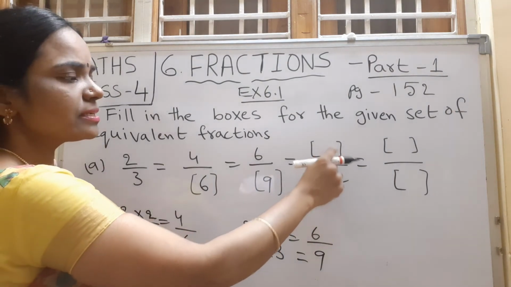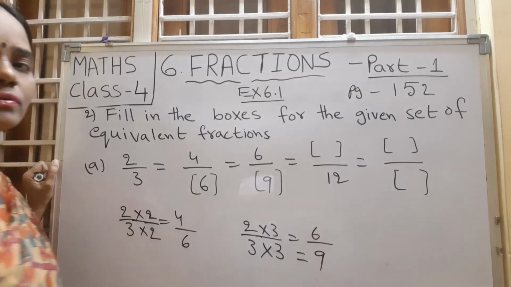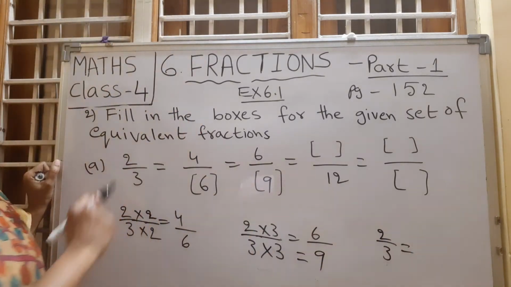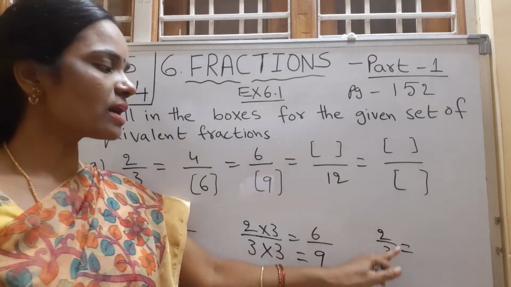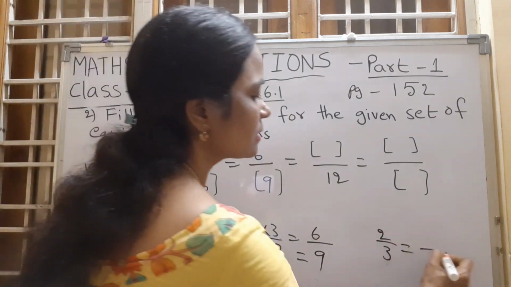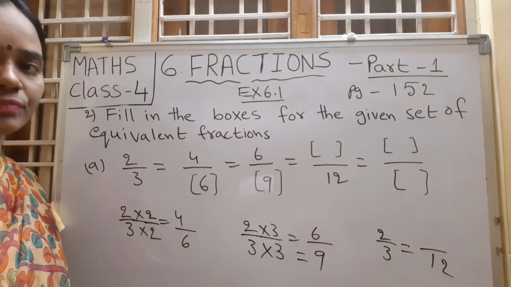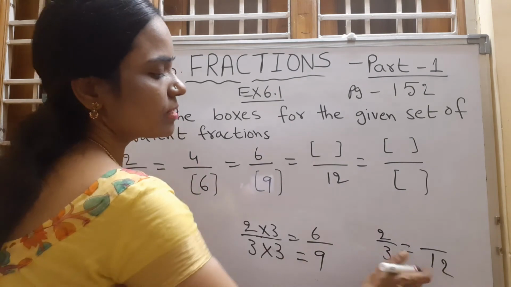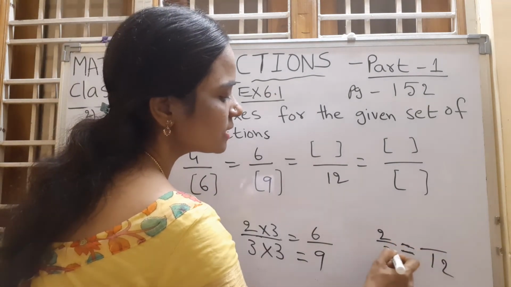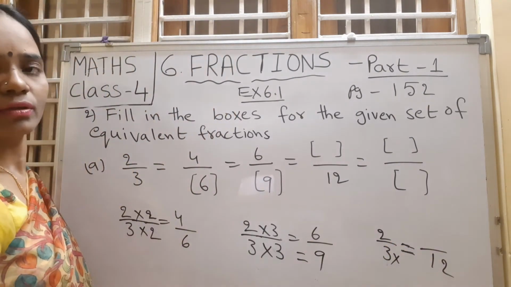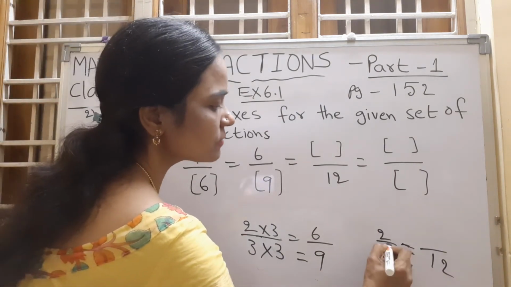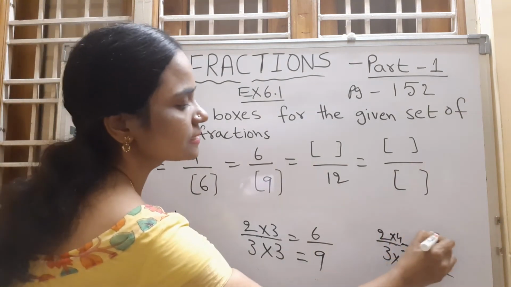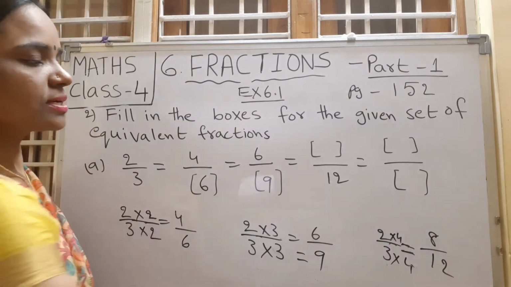Next, coming to the next fraction. What is the missing number here? Down 12 is there, up we have to find out. Just check it. 2 by 3. This is the first fraction, the original fraction. So by what number do we have to multiply to get 12? Down 12 is there. The numerator we have to find out. So the denominator is 12. 3 is multiplied by what number to get 12? Yes, 3 4s are 12. So up and down multiply by 4. 2 4s are 8. 3 4s are 12. So what is the answer here?